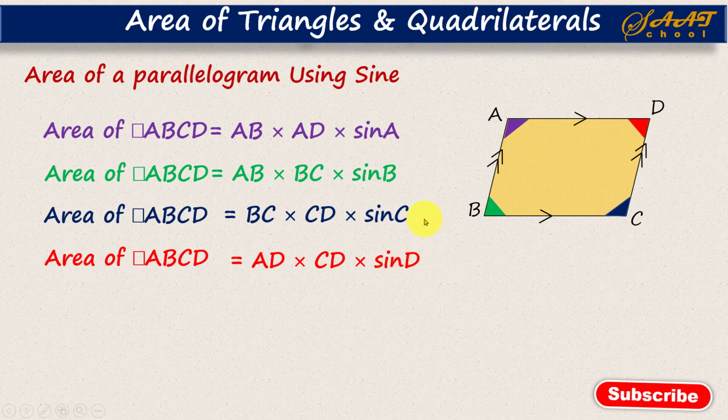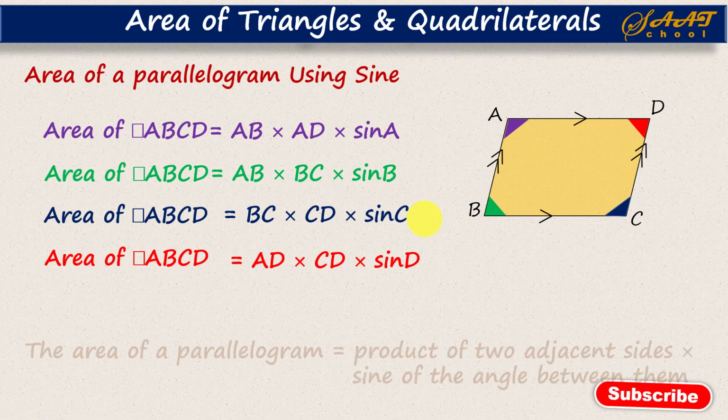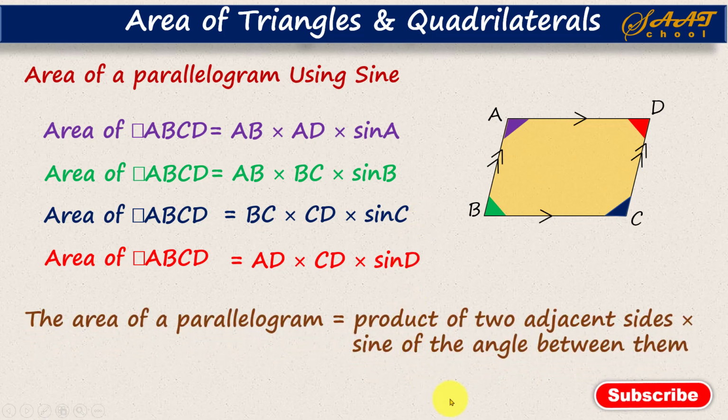So what we have to remember is that if we have the product of two adjacent sides and the sine of the angle between them, then we can find the area of the parallelogram. Again, the area of a parallelogram is equal to the product of two adjacent sides and the sine of the angle between them.